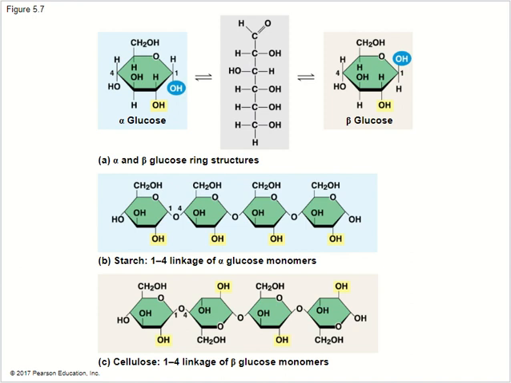No. A is alpha and beta glucose, the top structure. B, as in starch, the linkage between alpha glucose monomers forms a 1,4 glycosidic bond, where they're all facing down. And then the cellulose 1,4 linkage of beta glucose monomers has an alternating glycosidic bond, which essentially looks like those monomers are flipping as you go down the chain.